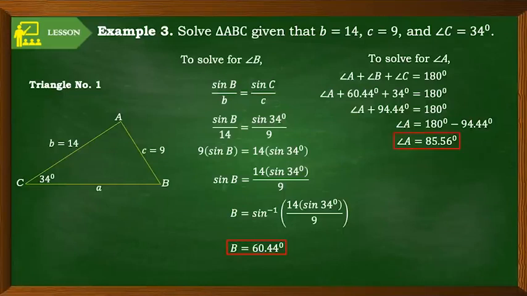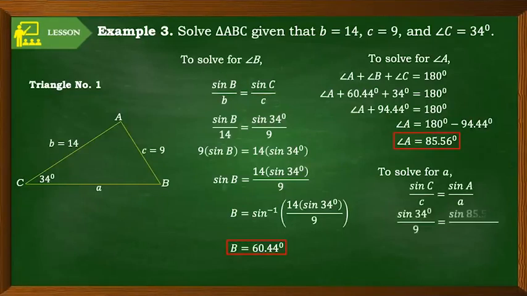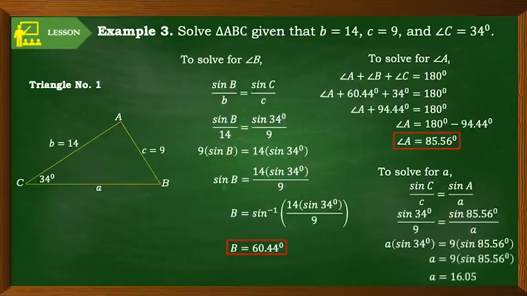Then we solve for the third side, which is side a, using this formula. Sine C over c equals sine A over a. So substitute the values, cross multiply, divide both sides of the equation by sine 34. So a is 16.05.